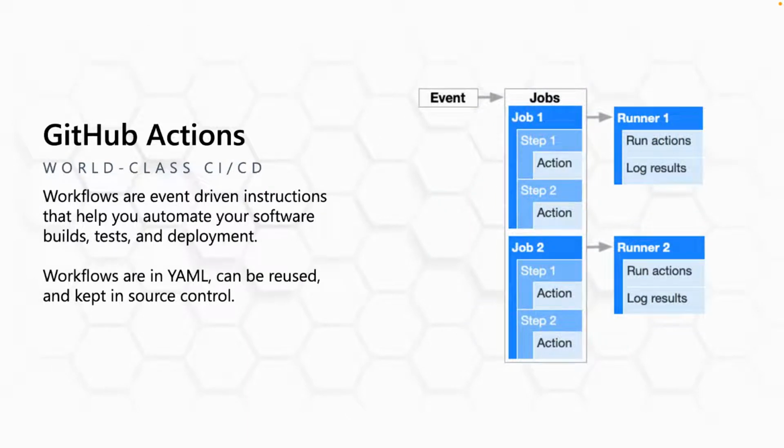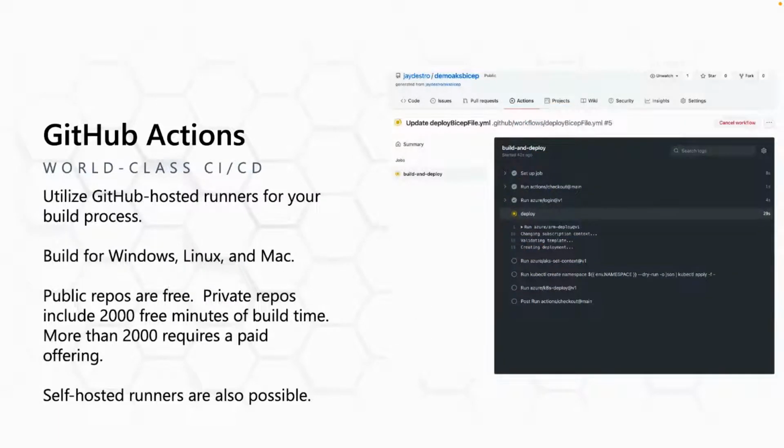So a workflow is a configurable automated process made up of one or more jobs. You must create a YAML file to define your workflow configuration. GitHub Actions is available with GitHub Free, GitHub Pro, GitHub Free for Organizations, GitHub Team, GitHub Enterprise Cloud, GitHub Enterprise Server, and GitHub AE. So there's lots and lots of places that you can actually use it. You can create runners for your build process. You can use it native to Windows, Linux, Mac. So you have all these different cross-platform ways to actually do builds.